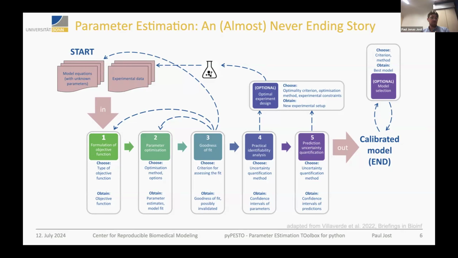Now I've described to you what parameter estimation looks like. We'll first now do, how do we define a parameter estimation problem in a hopefully reproducible manner, because we're at the center of reproducible biomedical modeling. And then we'll talk about how pyPESTO aids you in each of those steps.